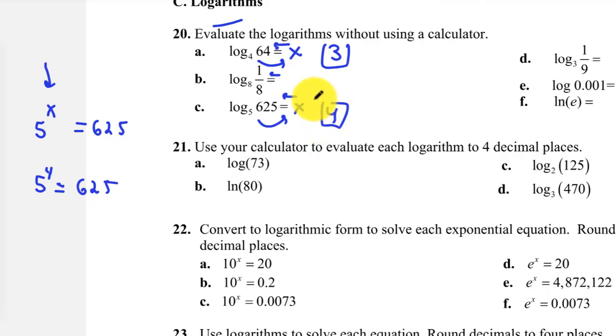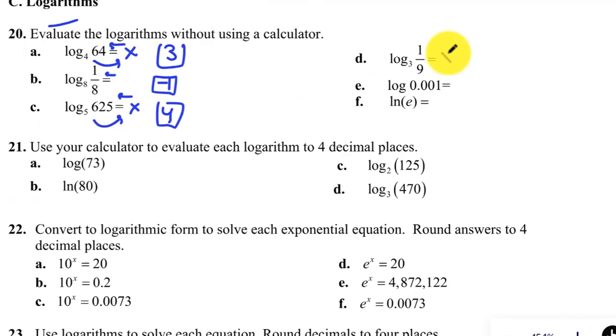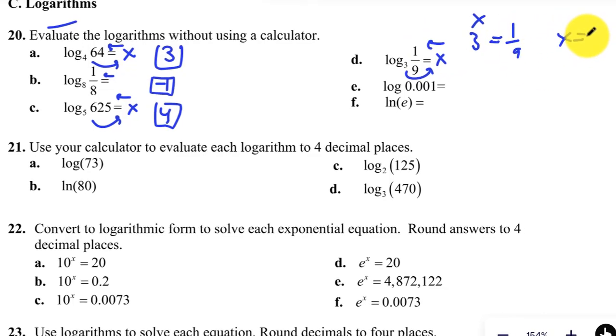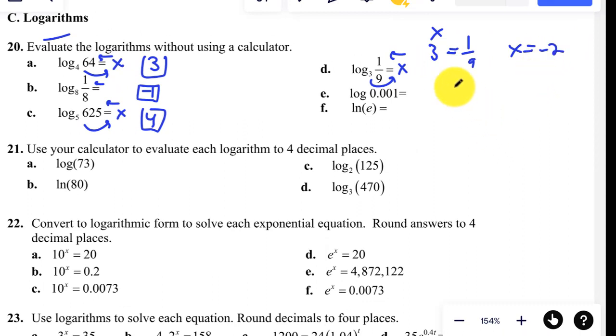Okay, and remember letter B, the answer was negative 1. And now we'll work on the other side. Log base 3 of 1 over 9. Well, I don't know what that is, so I'll say it's 3 raised to the x equals 1 over 9. So the answer that makes this true would be x equals negative 2, because we know that 3 to the 2 is 9, so 3 to the negative 2 would be 1 over 9. So your answer for letter D would be negative 2.